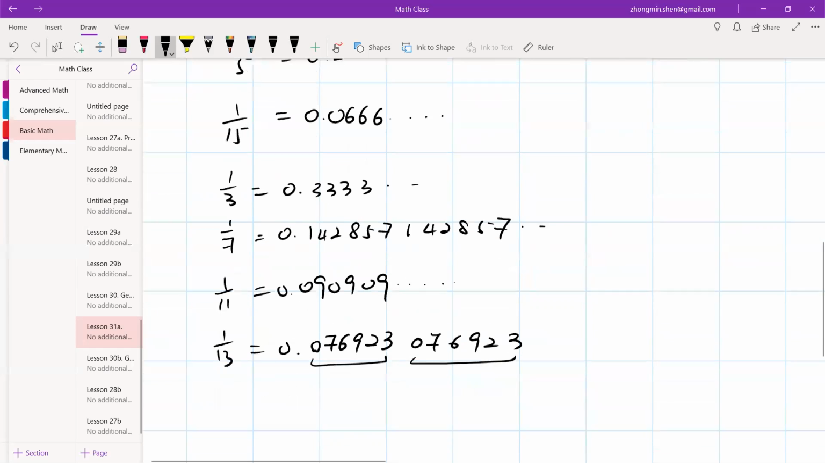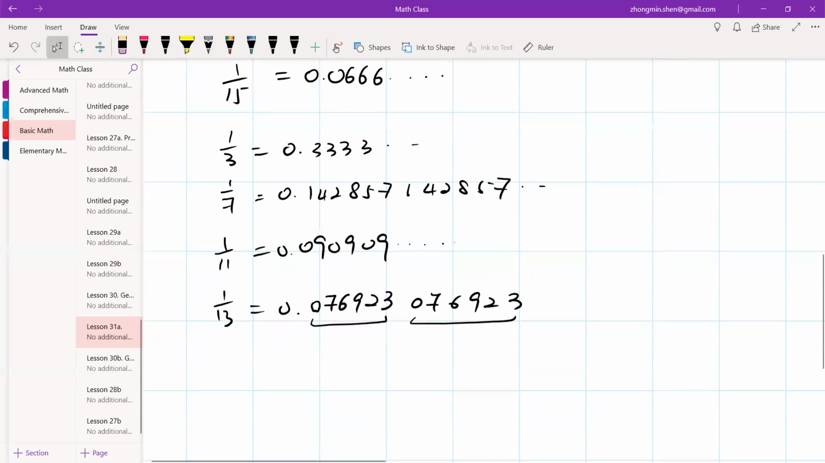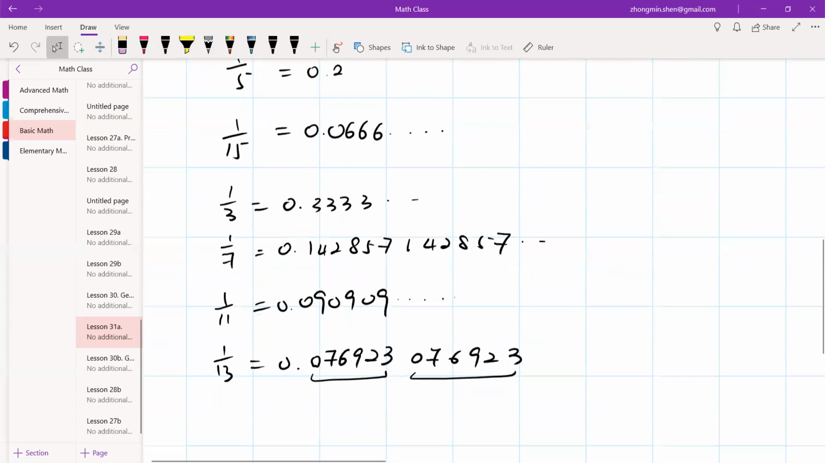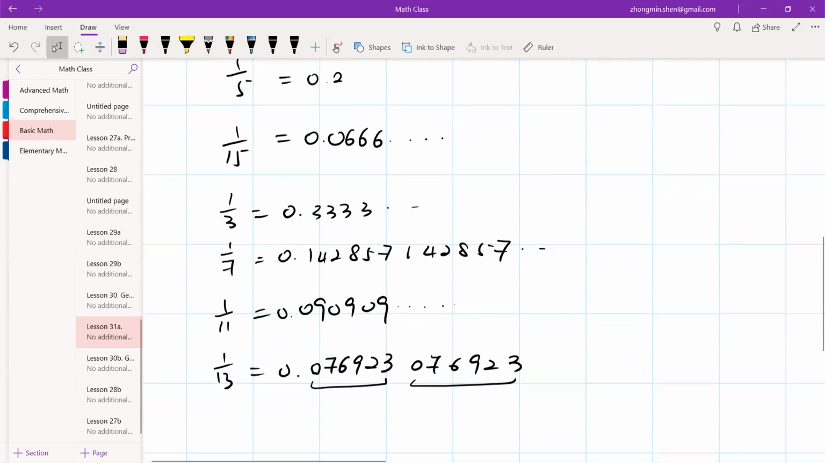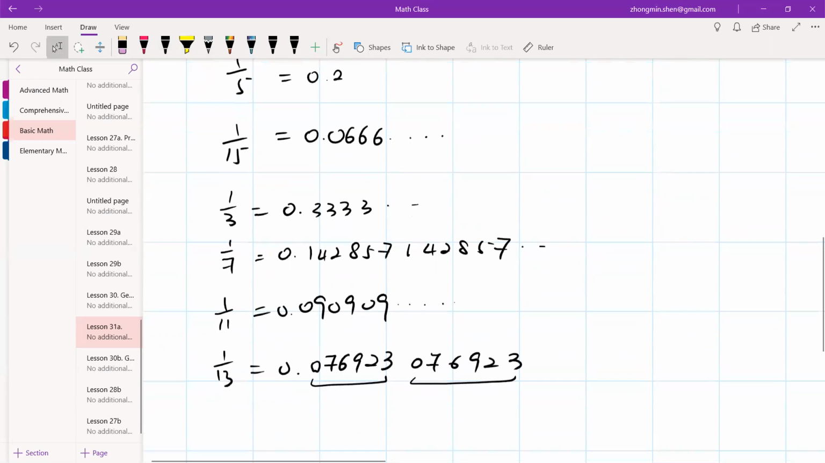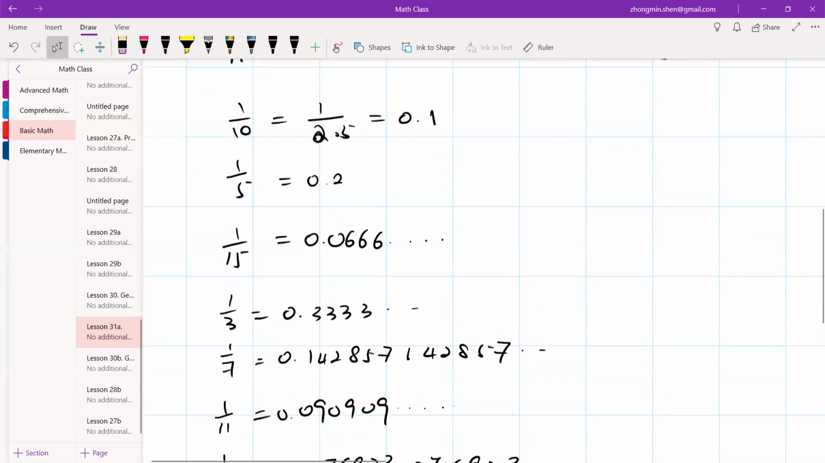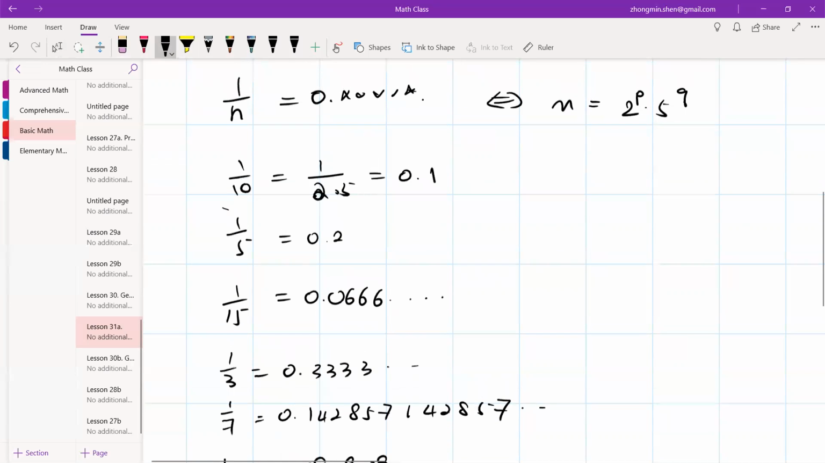Okay? Yeah. So remember, only when the denominator contains only factors 2 and 5, then you have terminating digits in the decimal representation of the fraction. Okay? Only in these cases.